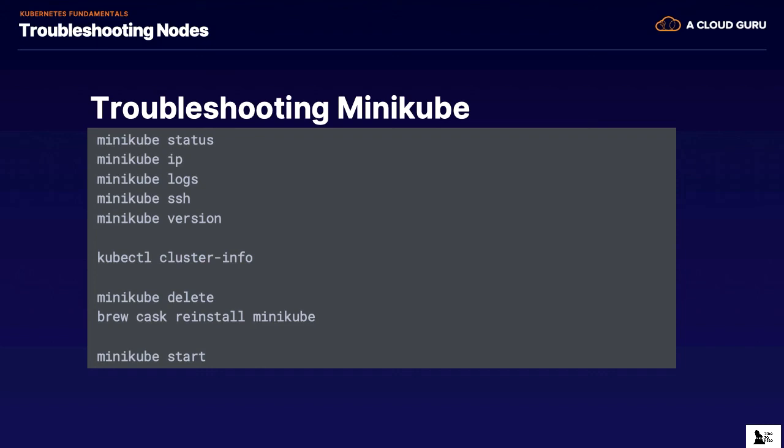You can do kubectl cluster-info. And then as a last resort, which I have done before, you can actually just delete your MiniKube cluster with minikube delete. You can reinstall MiniKube with brew cask reinstall minikube, and then just restart your MiniKube cluster, and that will actually cause MiniKube to be downloaded again, Kubernetes to be reinstalled, Docker to be reinstalled, and you'll start fresh, hopefully without any trouble. So now let's go over into the lab and let's perform some node troubleshooting in our MiniKube cluster, and I encourage you to follow along.